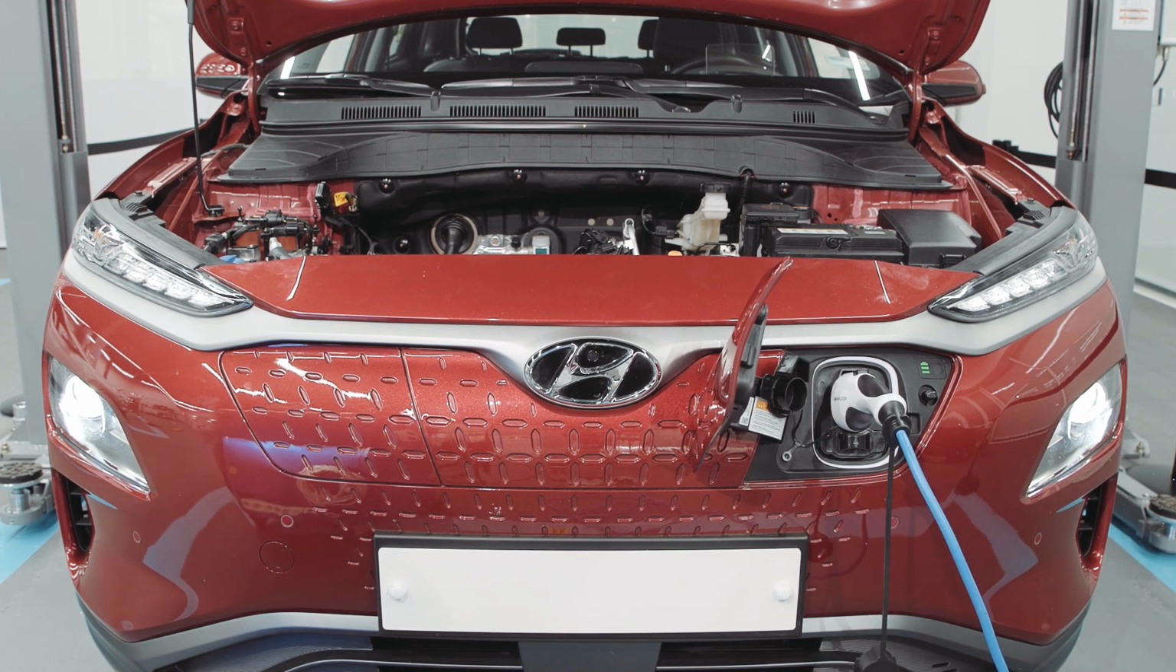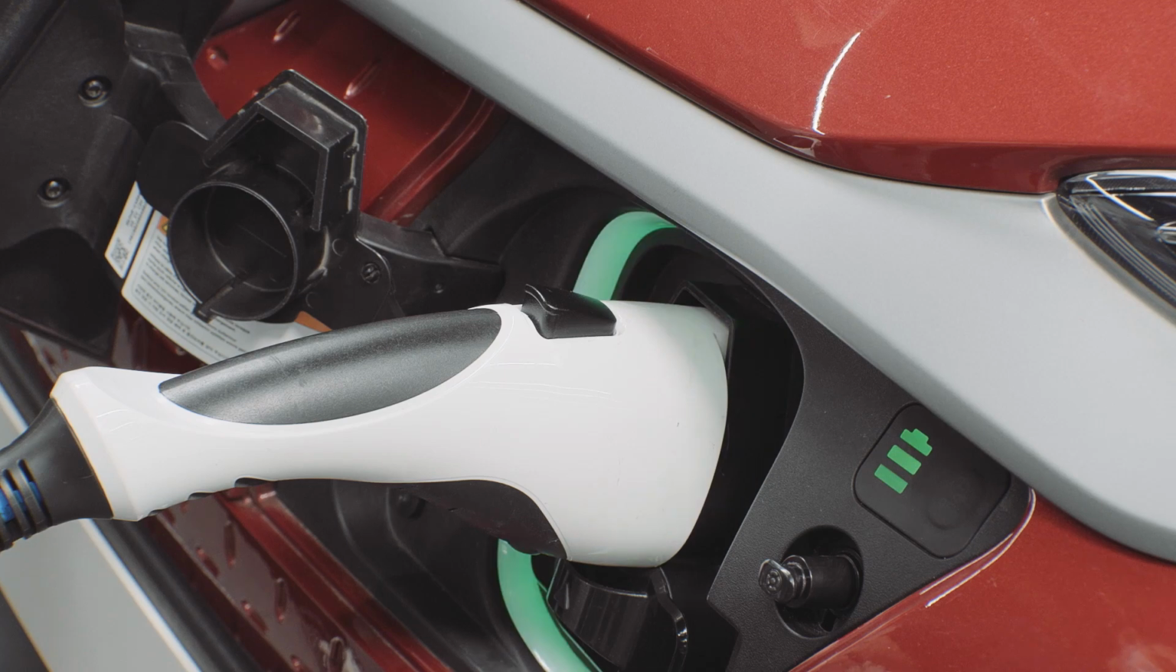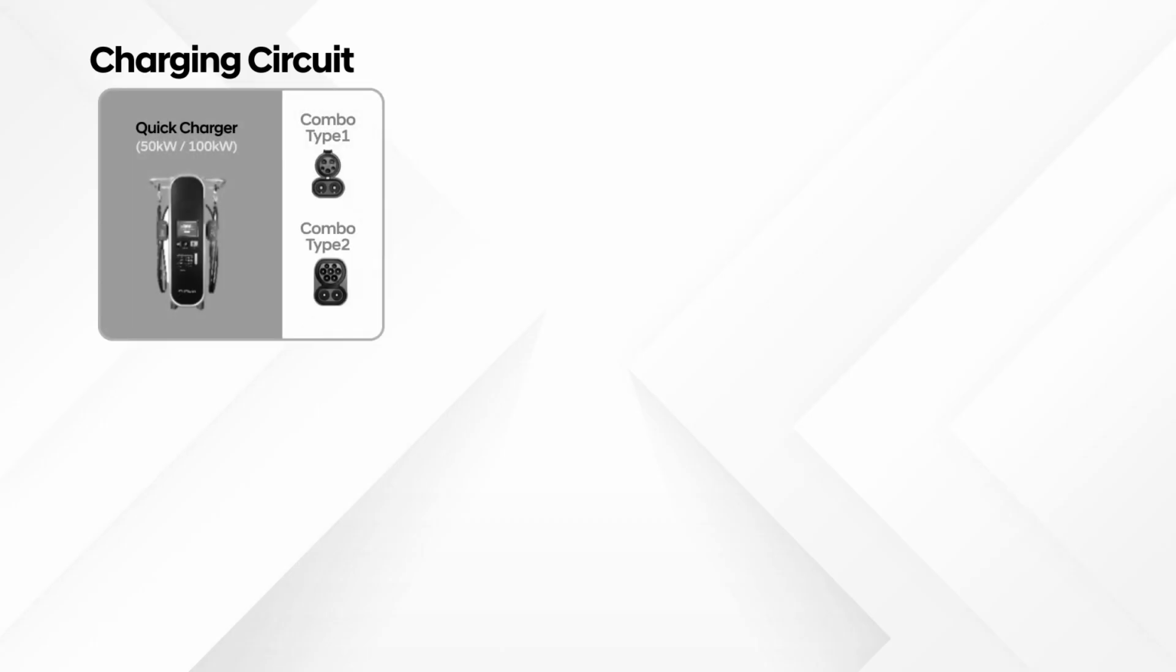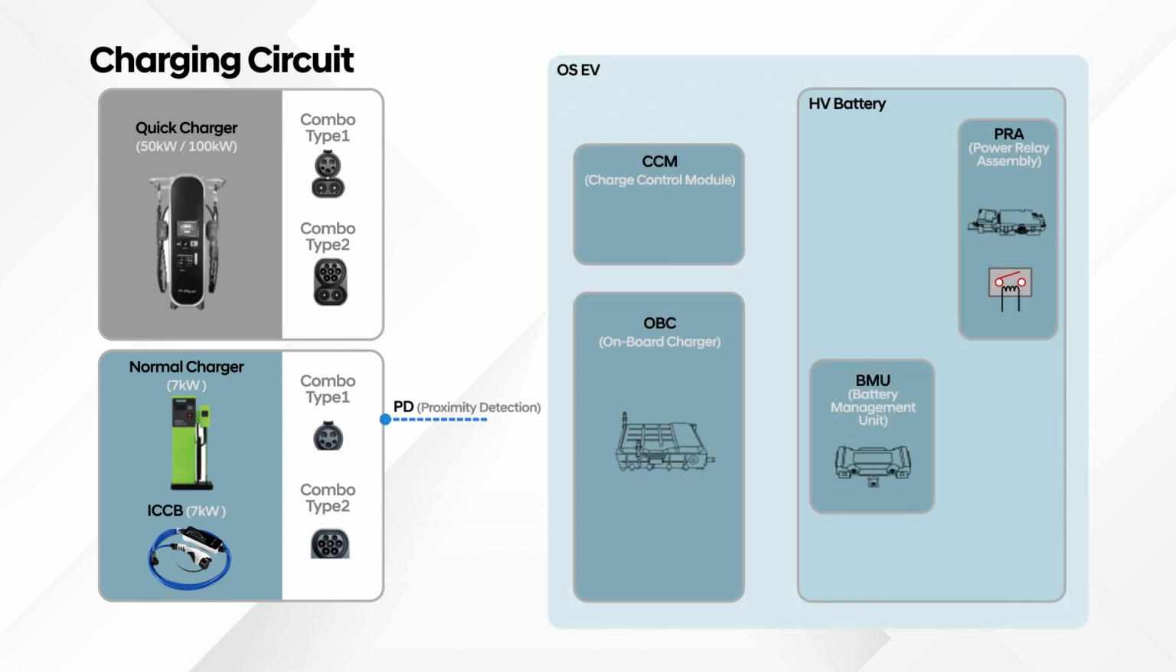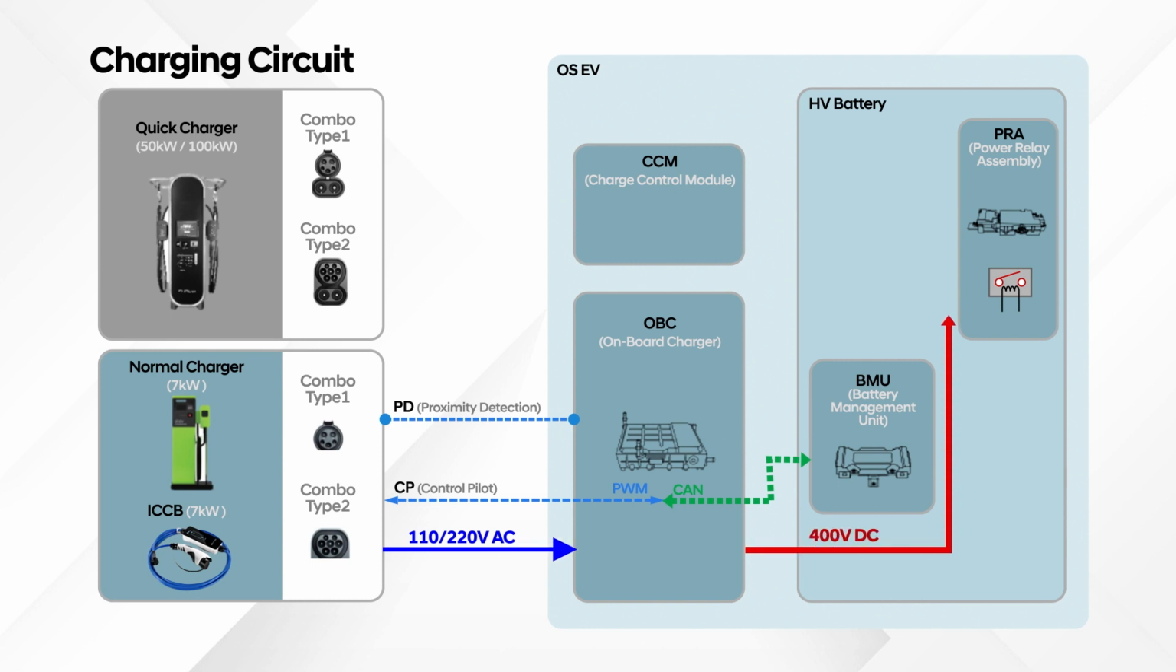How does Kona EV charging work? Let's take a look at normal AC charging first. In normal AC charging, the charger exchanges information with the OBC through PWM communication of the CP line. With this information, the OBC performs the charging process using CAN communication with BMU. Let's take a look at the normal AC charging process in more detail.